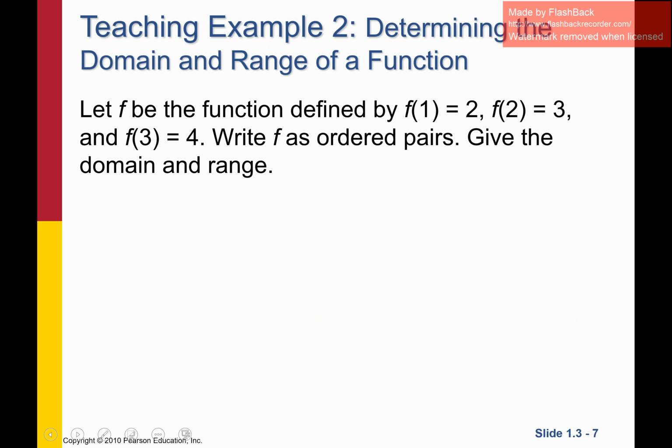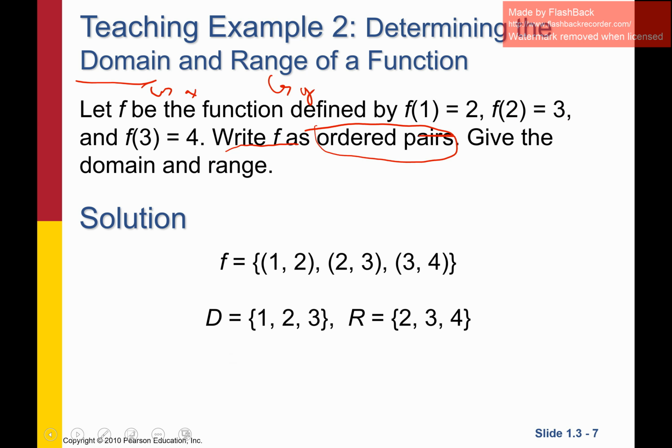All right, so determining the domain and range of a function. Remember, the domain is all values of x, and the range is all values of y. So let f be the function defined by f of 1 is equal to 2, f of 2 is equal to 3, f of 3 is equal to 4. So now we're going to write these as ordered pairs, right? Giving the domain and the range. So here are the ordered pairs.